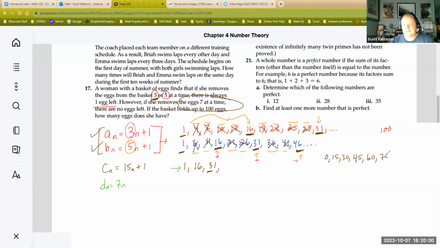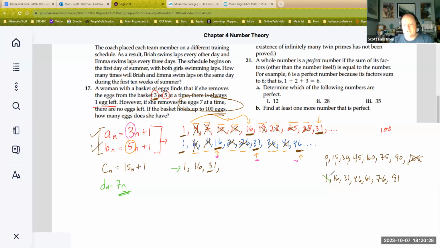60, 75, 90, and that's it, right? Because it only holds up to 100 eggs. The next one would be 105, and that's out. Okay, so basically I'm adding a 10 and then throw a 5 on there. Then I add 1 to each of these, so it becomes 1, 16, 31, 46, 61, 76, 91. Those are the options. And I need something that's a multiple of 7.